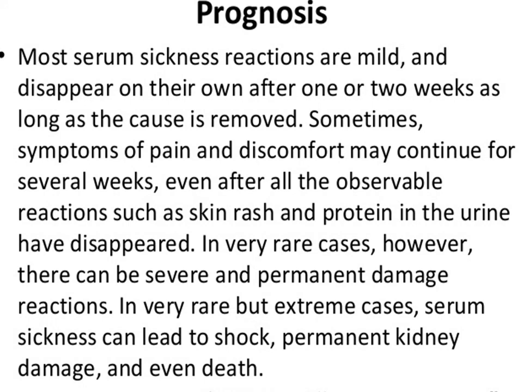Next, what is the prognosis? Prognosis means what the outcome is. Serum sickness will usually be mild, and sometimes it will disappear on its own. There will be no need for any medications. But in some cases, medications are really important, and in very dangerous or emergency situations, the symptoms can range to severe. The person may go through severe sickness that can lead to shock, permanent kidney damage, or even death. So the prognosis should be taken very carefully.